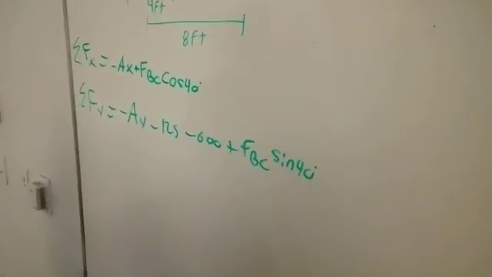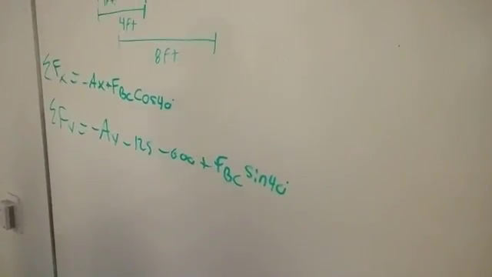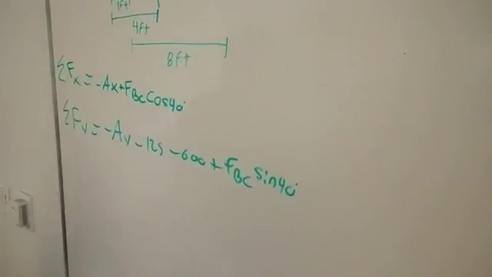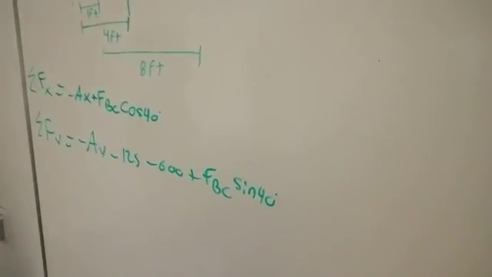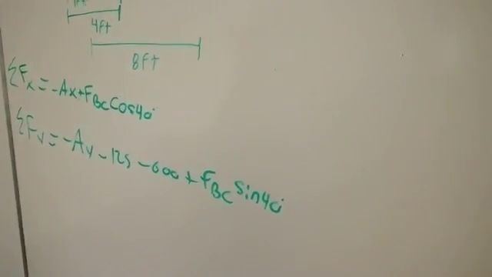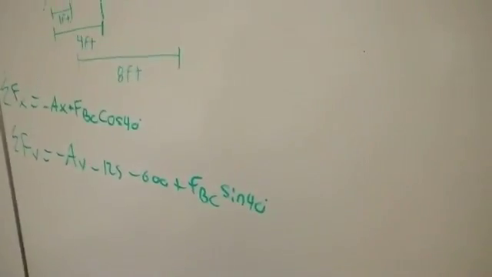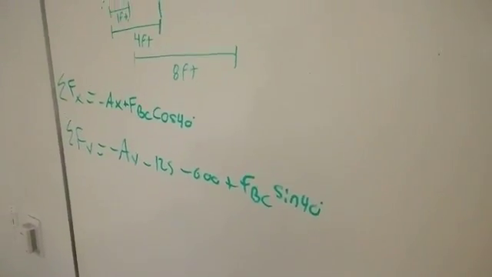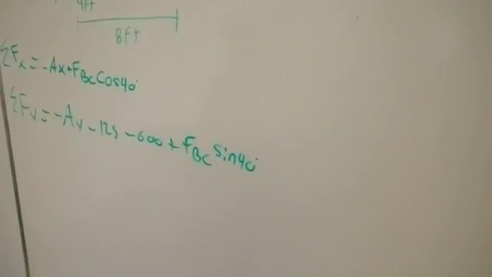Starts with F. What kind of support has a moment? Fixed support. Fixed support. Okay, cool. But B is a pin though, right? Pins don't have moments. So B is a pin and A is a pin.